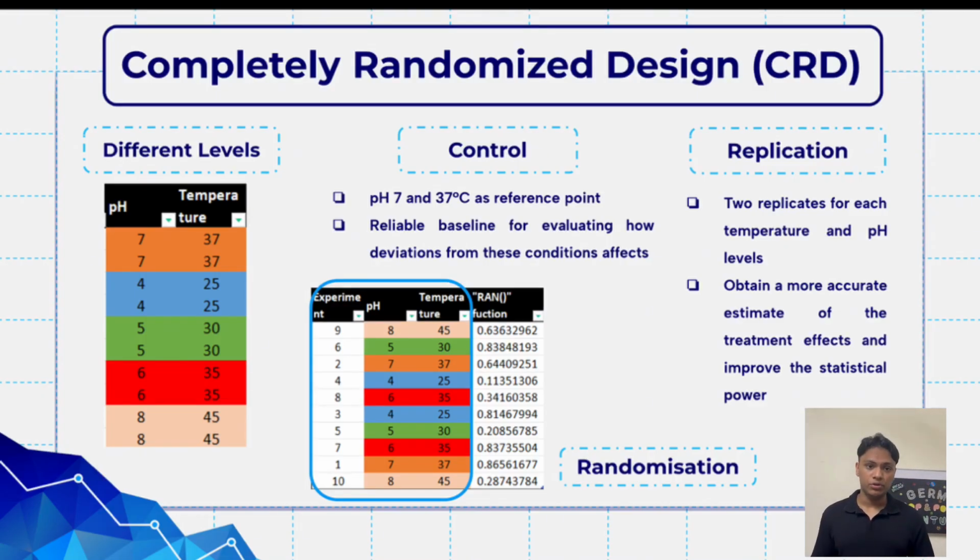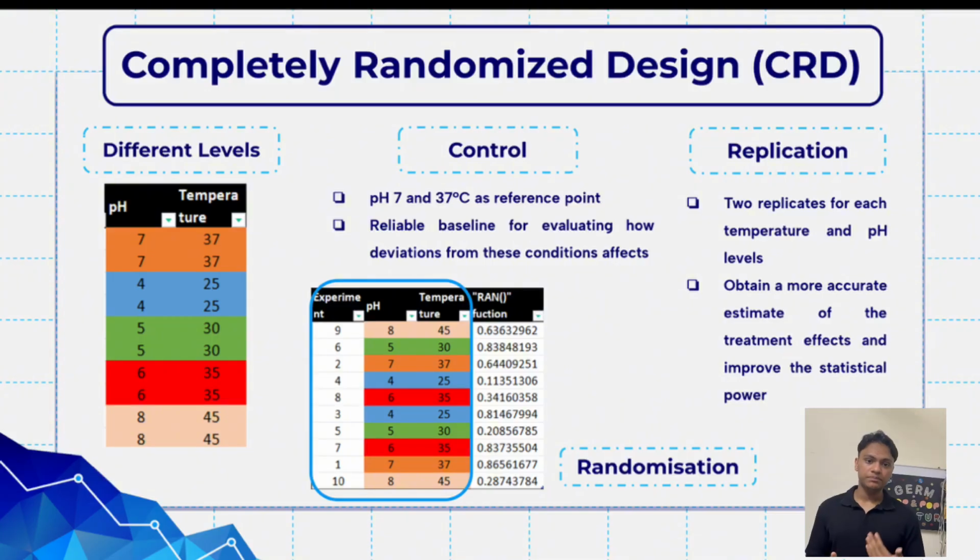Next up, we'll look at control. Control in an experimental context refers to a standard or baseline condition against which experimental treatments can be compared. It serves as a reference point to help determine the effects of the variable being tested. In the context of our CRD experiment, the control treatment would typically involve maintaining conditions that are known to support optimal enzyme activity. For instance, using a pH of 7 and temperature of 37 degrees Celsius as a control treatment allows us to measure enzyme activity under neutral pH and physiological temperature conditions.